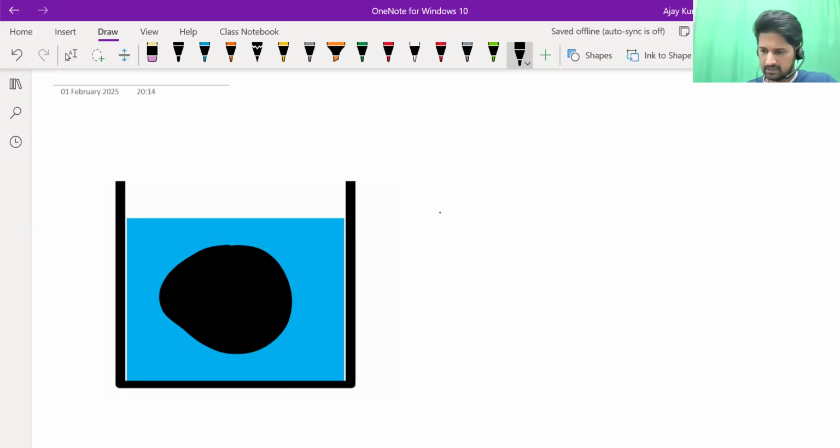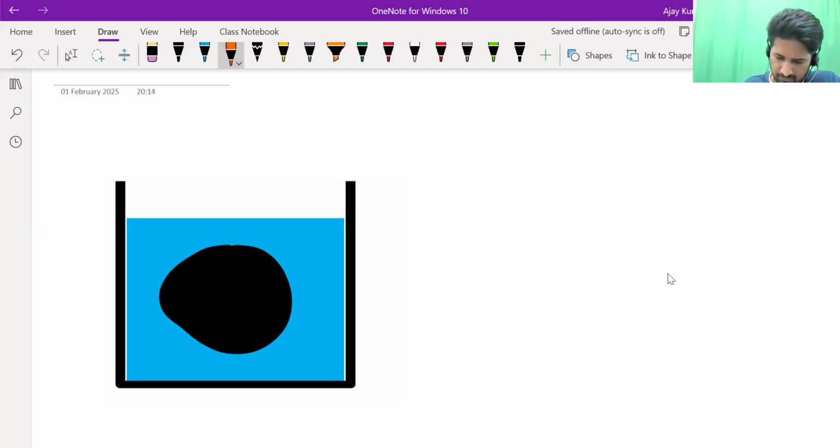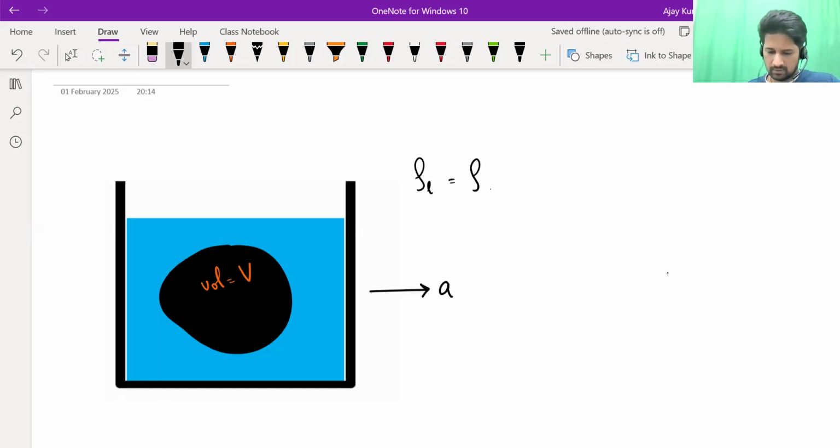Right. Inside this container, let's say there is some object fully immersed. Assume its volume is V. If the container is accelerated horizontally, let's say the horizontal acceleration is A, and the density of the liquid is rho. Find out the net buoyant force acting on this object.